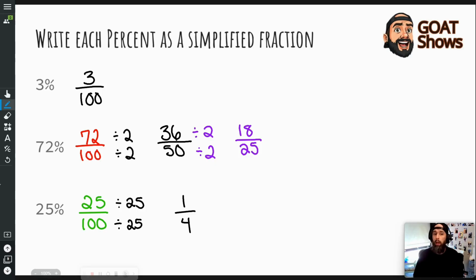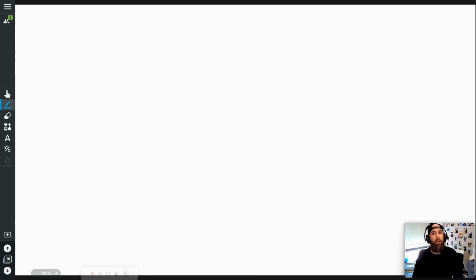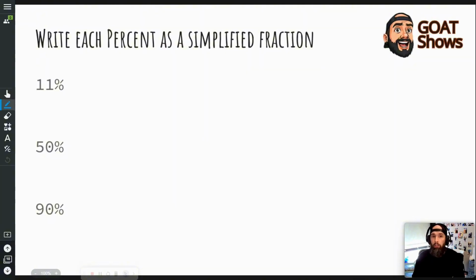So writing a percent as a fraction means you just write it out as a fraction, over 100, and then see if you can simplify by dividing the numerator and the denominator. Having said that, you're going to try these. Just kidding. I'm going to do 3 more. Then you're going to try some out on your own. I need to pay more attention to the videos that I make.